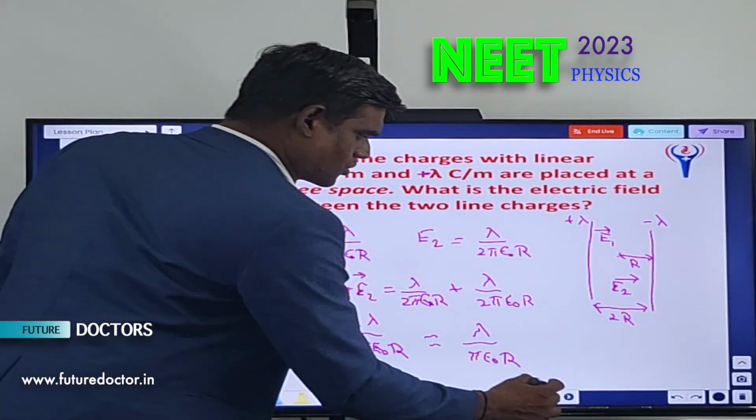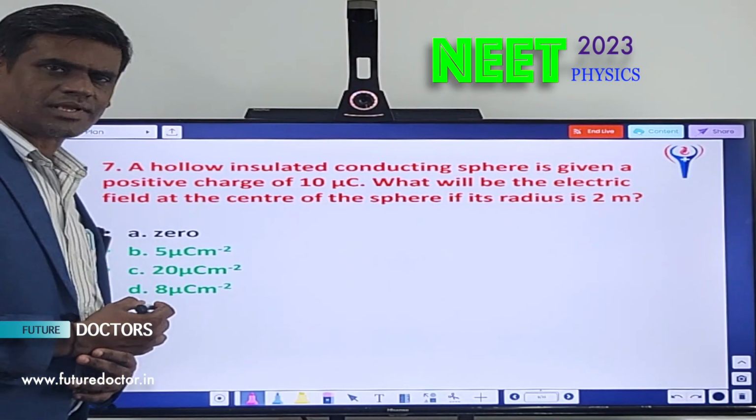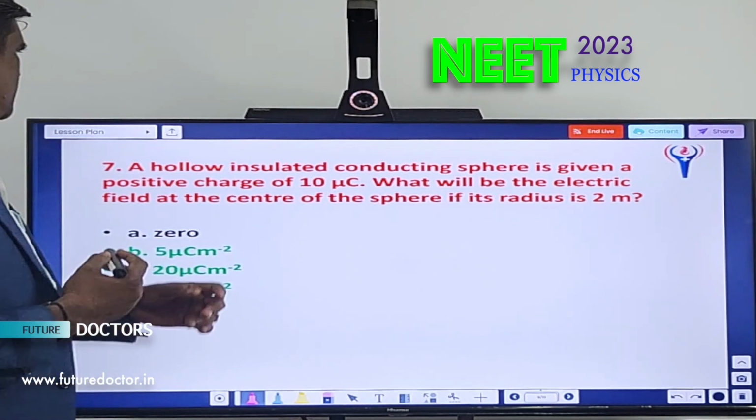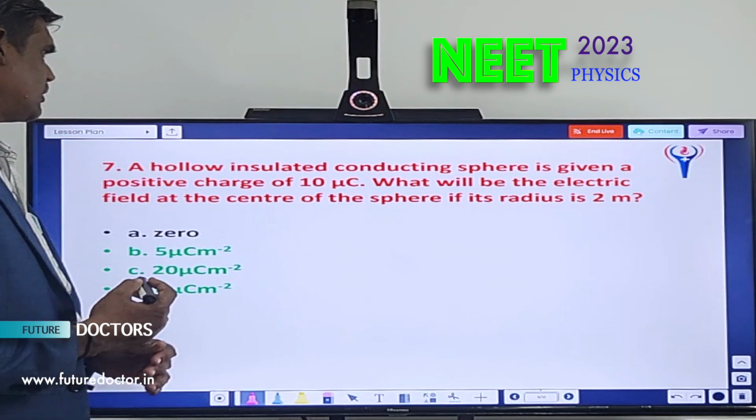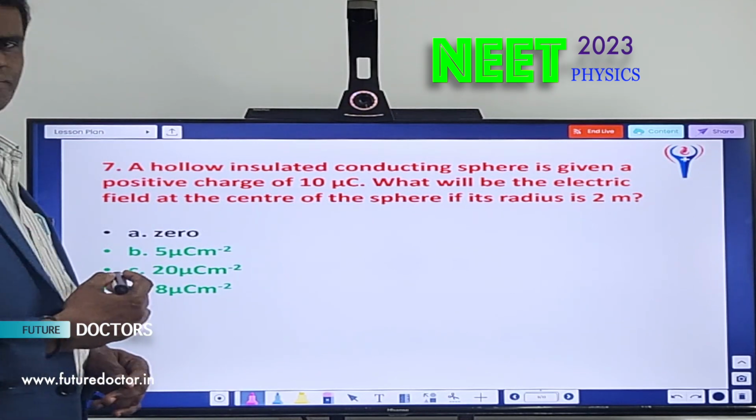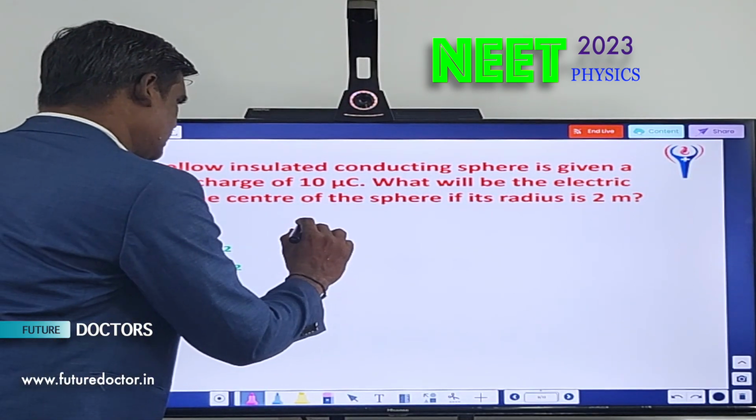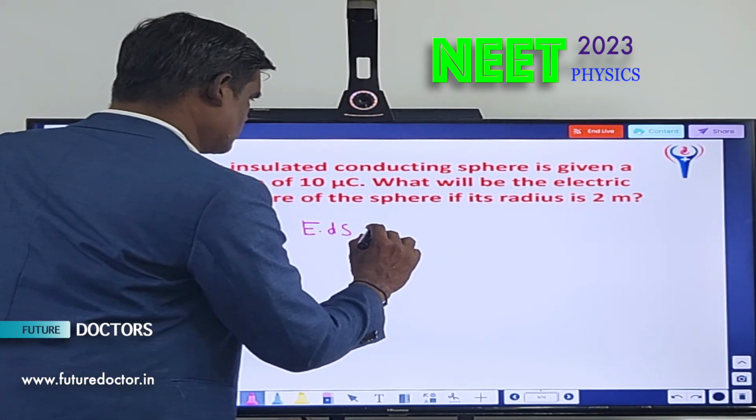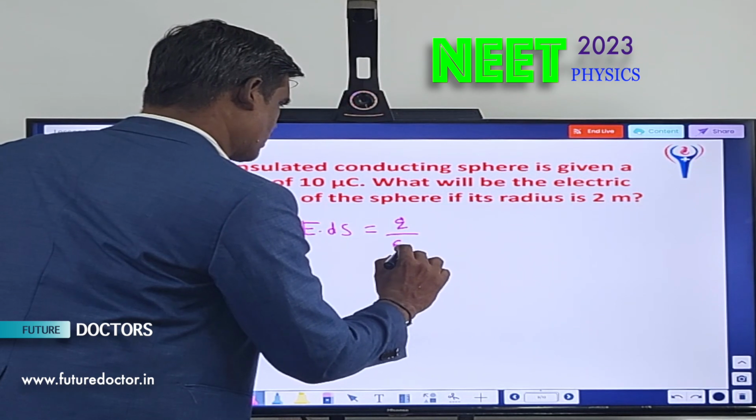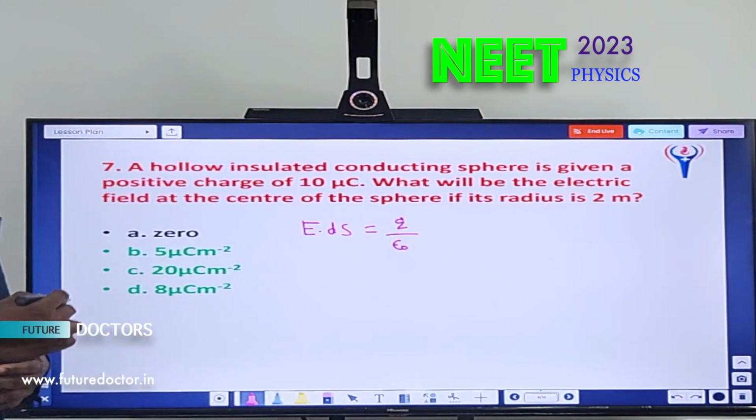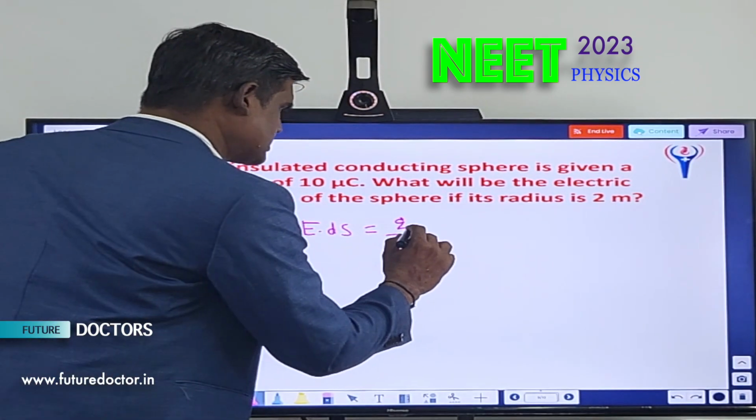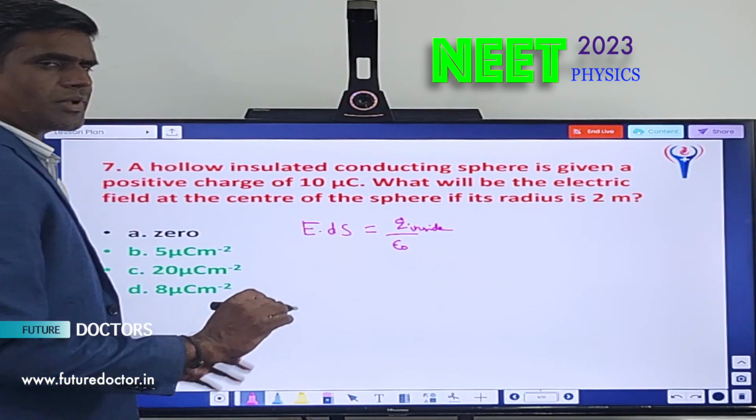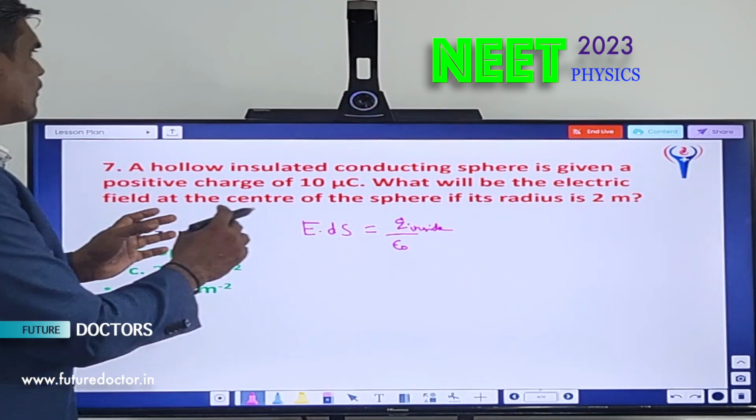Let's move to the last question. A hollow insulated conducting sphere is given a positive charge of 10 microcoulomb. What will be the electric field at the center of the sphere if its radius is 2 meter? The formula is the integral of E dot ds, that is Gauss law. E dot ds equals Q by epsilon naught, that is 1 by epsilon naught times the net charge enclosed, Q inside.